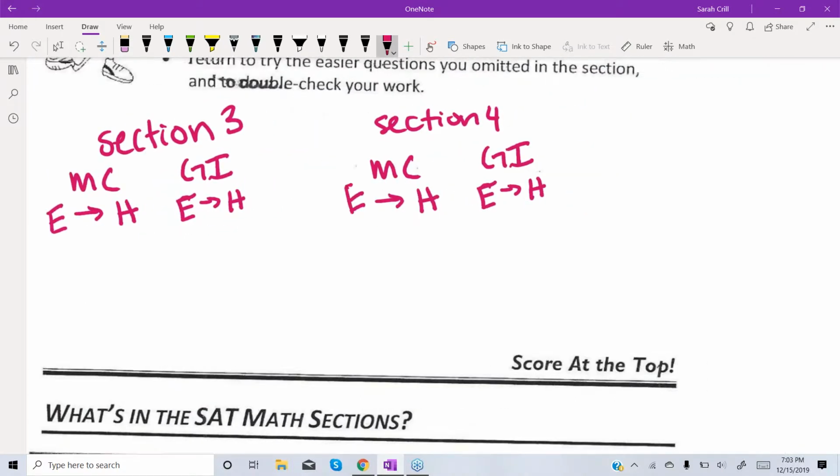So you have varying levels of difficulty throughout the test. Like I said, I recommend doing the grid-ins first, even if you want to skip the hard ones towards the end and go to the multiple choice. But these are the ones that you really can't guess on. So that's how I recommend doing those questions.